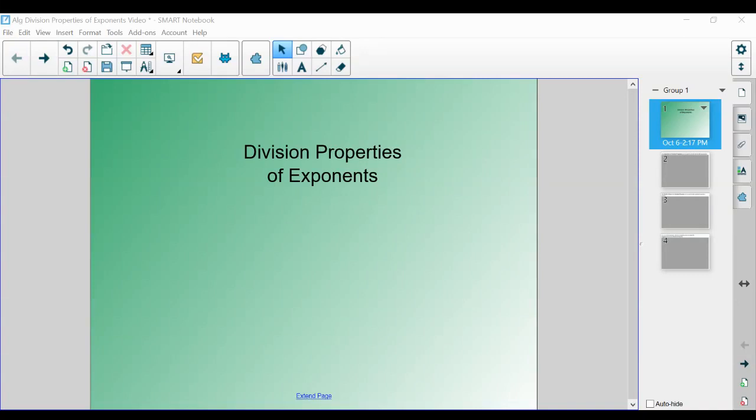So today we are going to be talking about the division properties of exponents. The division properties of exponents are going to be very similar to the multiplication properties of exponents, since multiplication and division, we call them opposite operations. So the exponent properties are going to be similar, but just a little bit different. And let's talk about what I mean going through your guided notes.